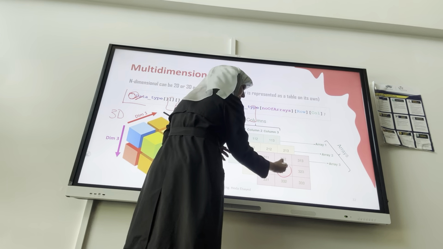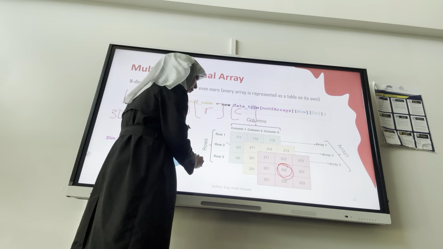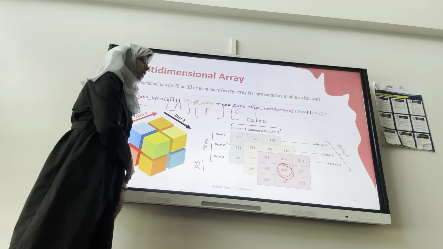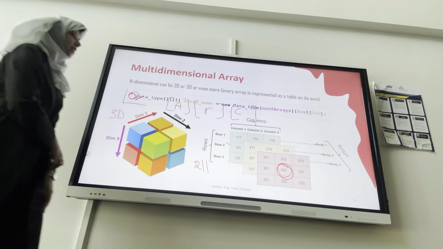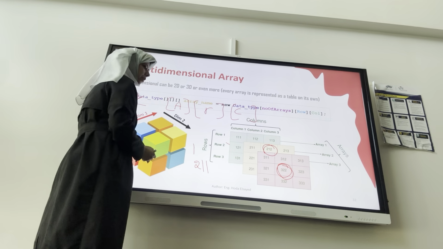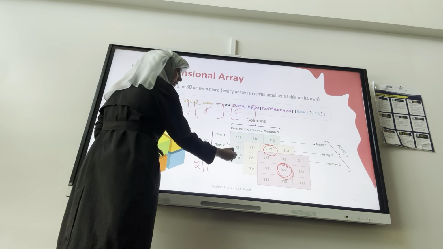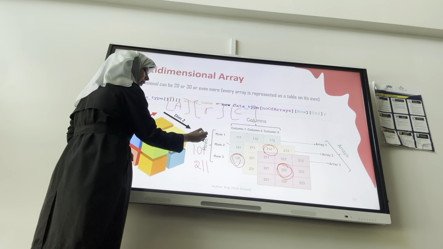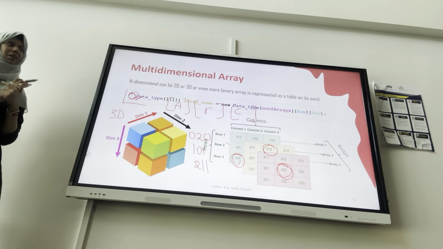So this item has what index? This is array number 2, row number 1, column number 1. Right. How about this one? 1, 1, 0. Nice. This one? 1, 0, 0. Again, we start from value 0. Keep this in mind.